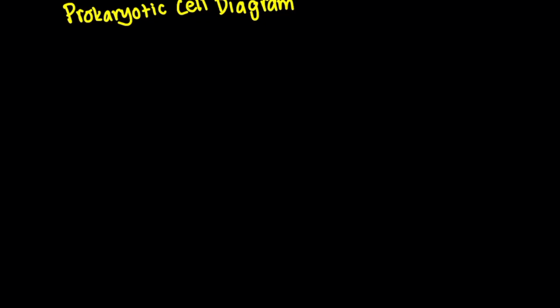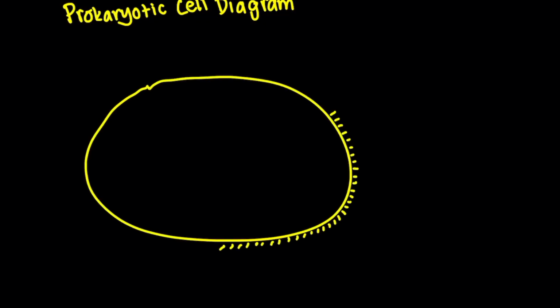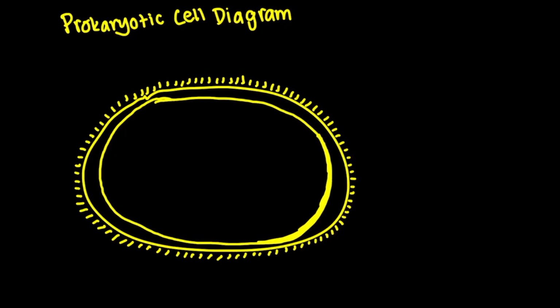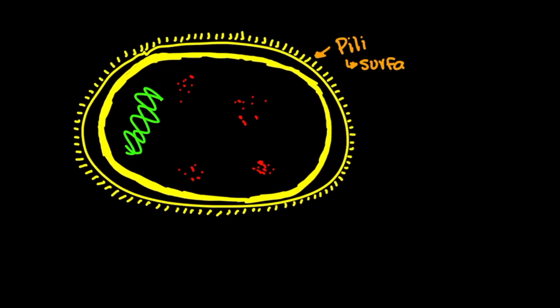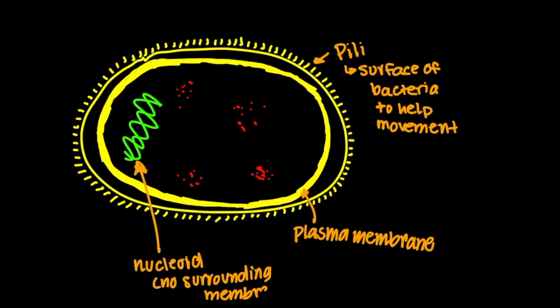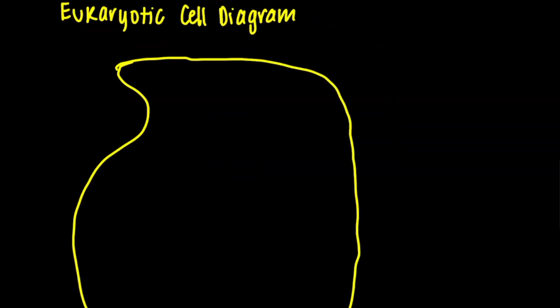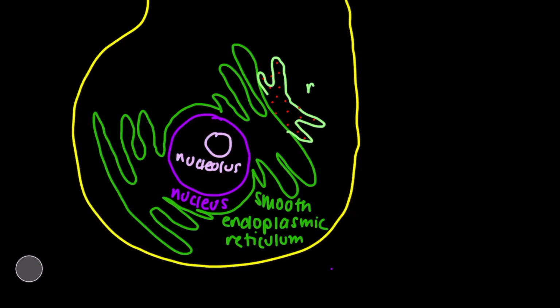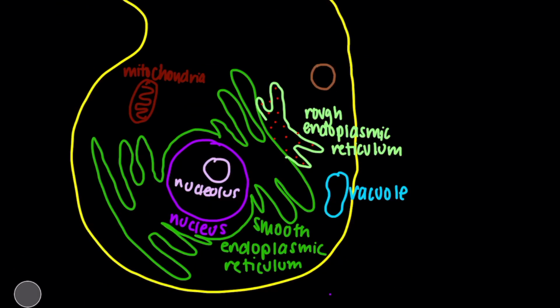This is a sped up recording of a prokaryotic cell, and all the parts that are labeled are going to be explained later in the video. Next, we have a drawing of a eukaryotic cell diagram, where all of these parts are going to be explained in further detail later in the video.